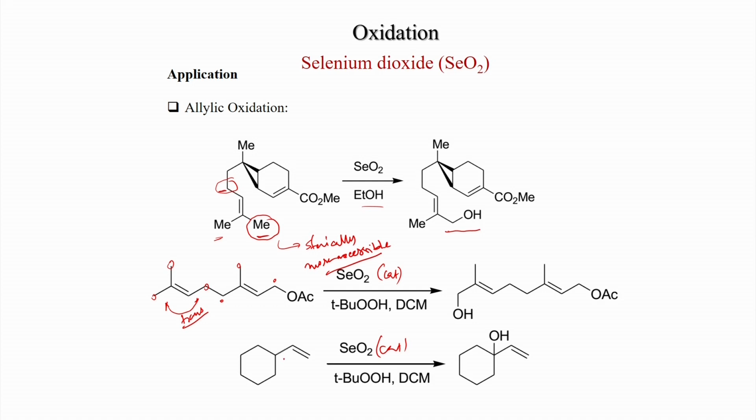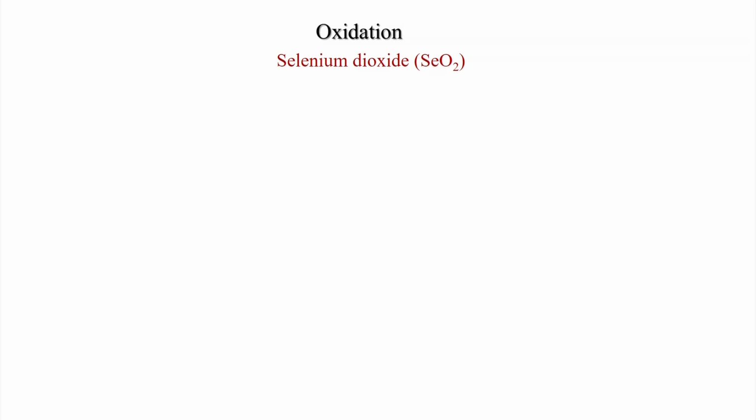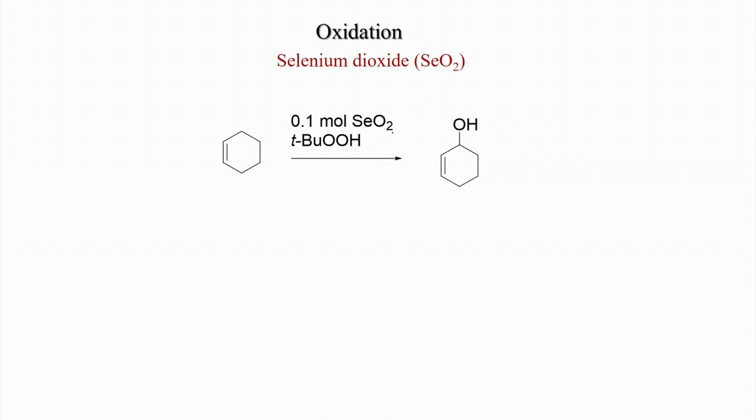And here you can see only one allylic carbon is there. So, that is why a tertiary alcohol is generated here. When there is no other opportunity, only one carbon is allylic, in that case only one product will form. So, you get this tertiary alcohol under catalytic selenium dioxide and stoichiometric tertiary butyl hydroperoxide. Here cyclohexene is used and cyclohexenol is formed. You can see 0.1 mole of selenium dioxide and tertiary butyl hydroperoxide.